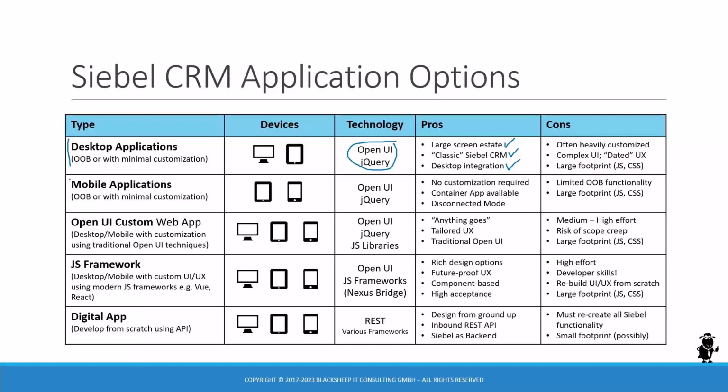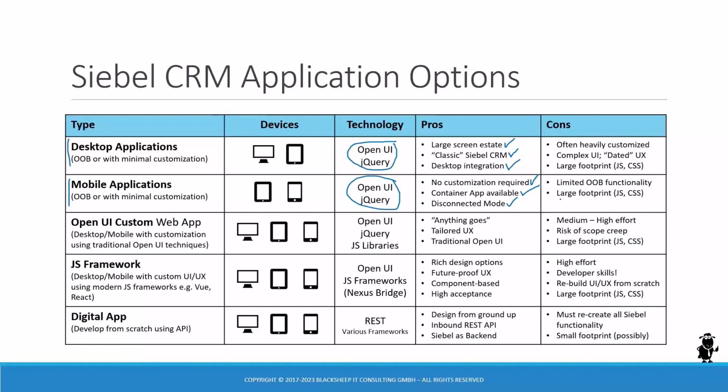So the next option you could opt for is go mobile. So you could go for the standard mobility of Siebel with supporting tablets and phones, using the same technologies, OpenUI and jQuery, classic Siebel OpenUI. And with out of the box, there's no customization required, but of course you can. There's even a container app, and there's disconnected mode. So a lot of pros. Let's look at the cons a little bit.